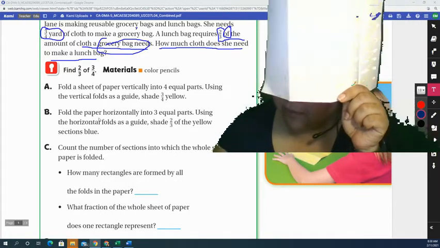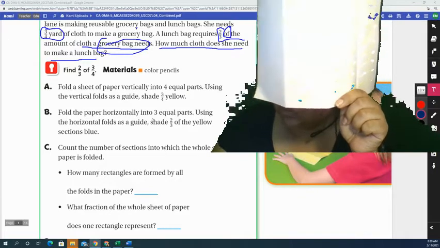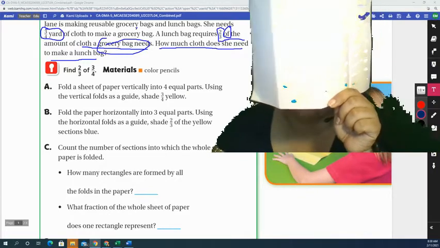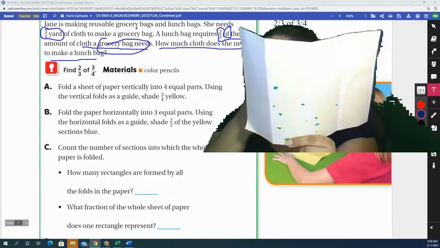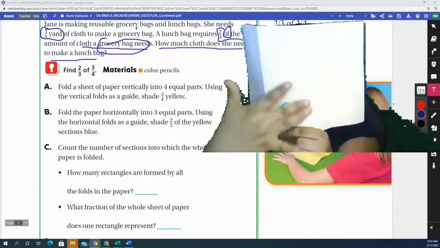It says fold the paper horizontally into 3 equal parts. So now we fold it this way, right? Our lines are going this way.